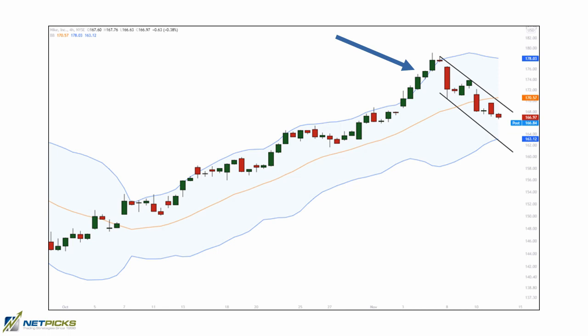The momentum thrust down was 3.5% in 1 day in the red candle. And that leads to a complex correction that's currently underway when this video is being made.